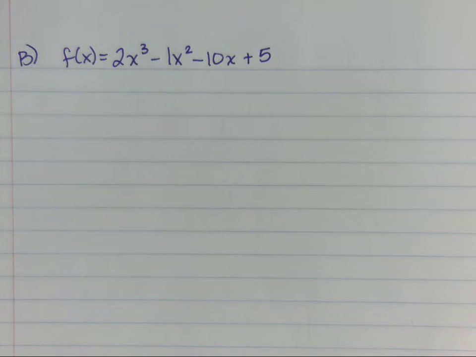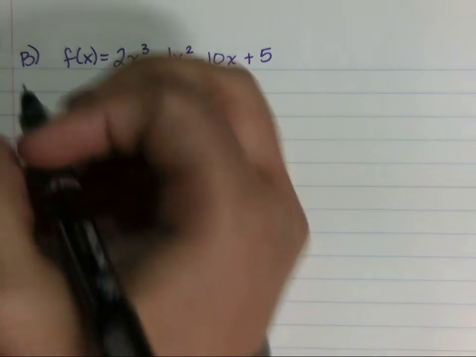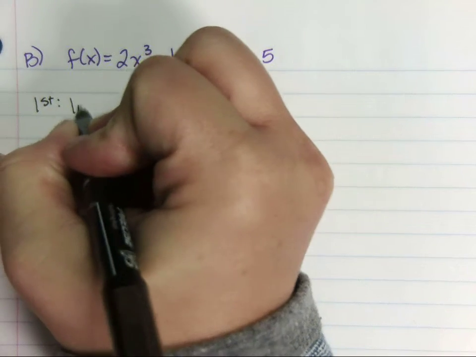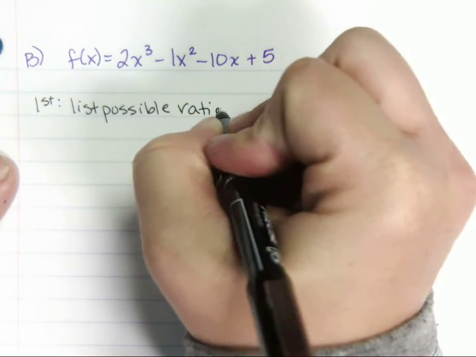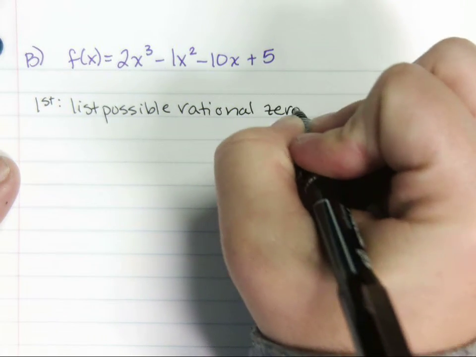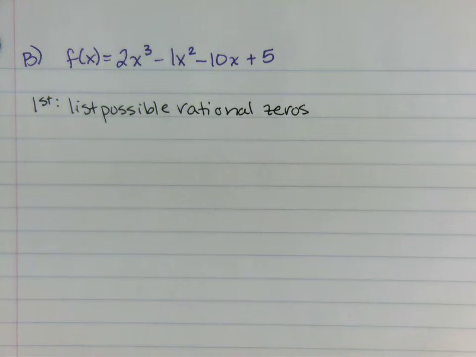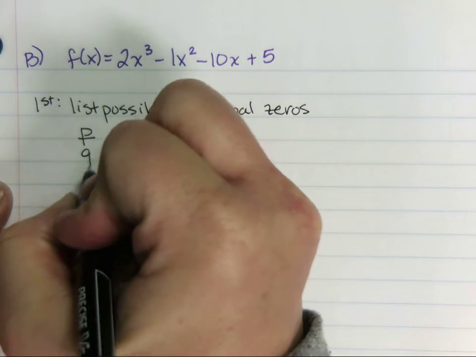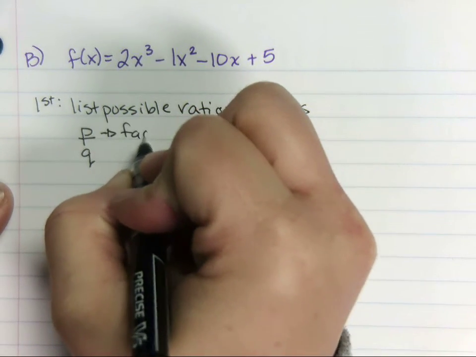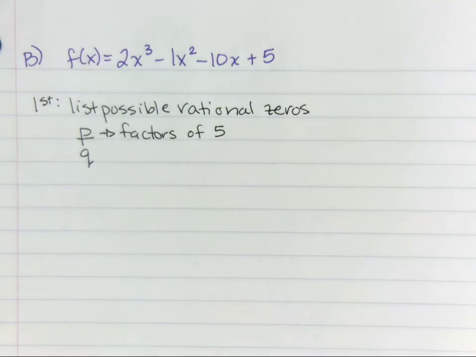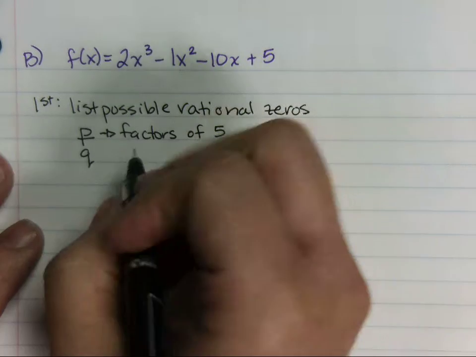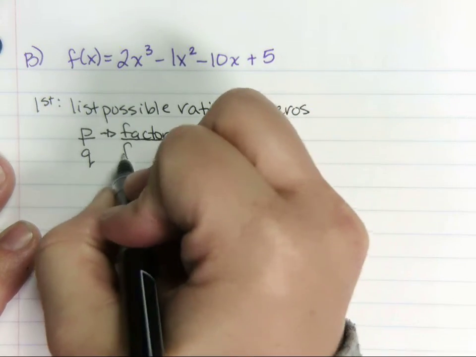All right, so just like you did yesterday, the first thing that you're going to do is list your possible rational zeros, so that way we have some sort of place to start. And you need to remember that those are all of the fractions p over q, where the numerator is factors of 5, so it's factors of that constant term, and all of the denominator comes from factors of 2.